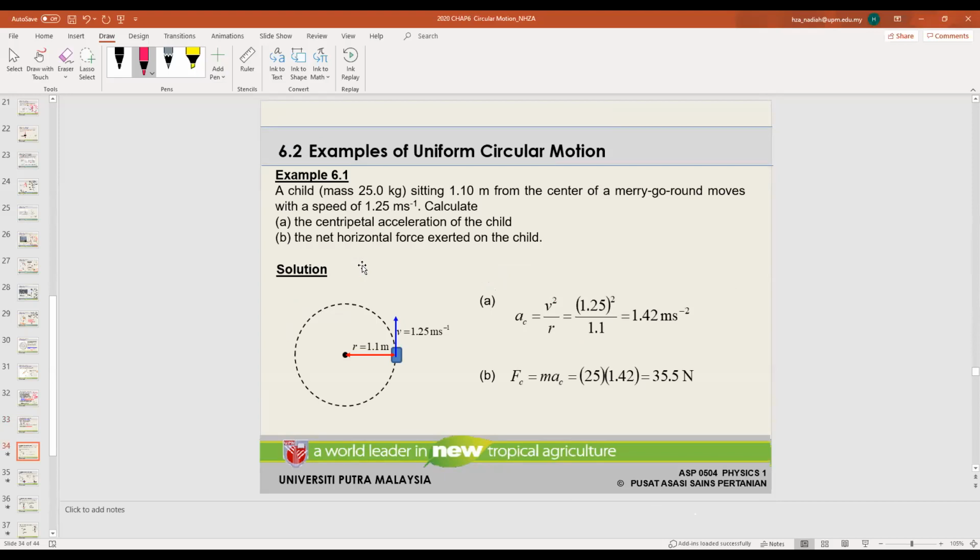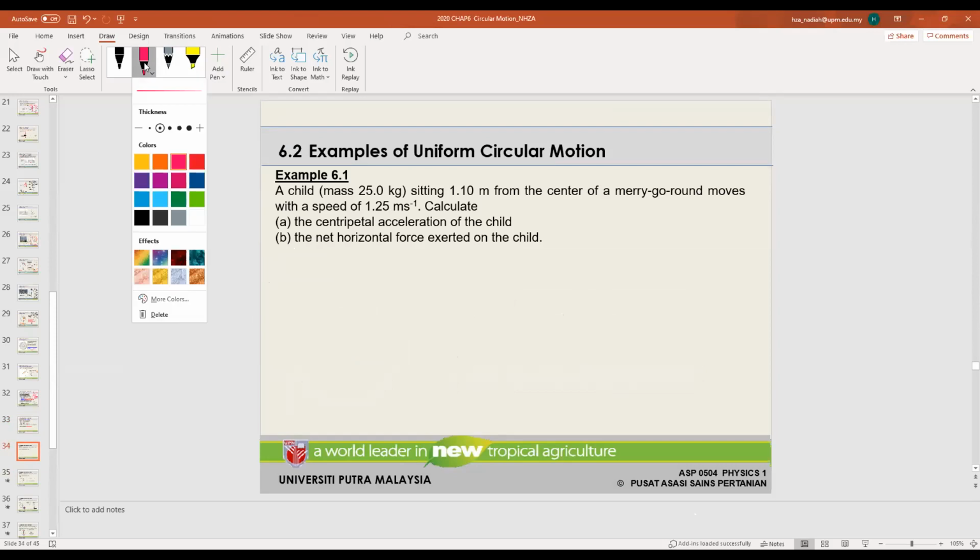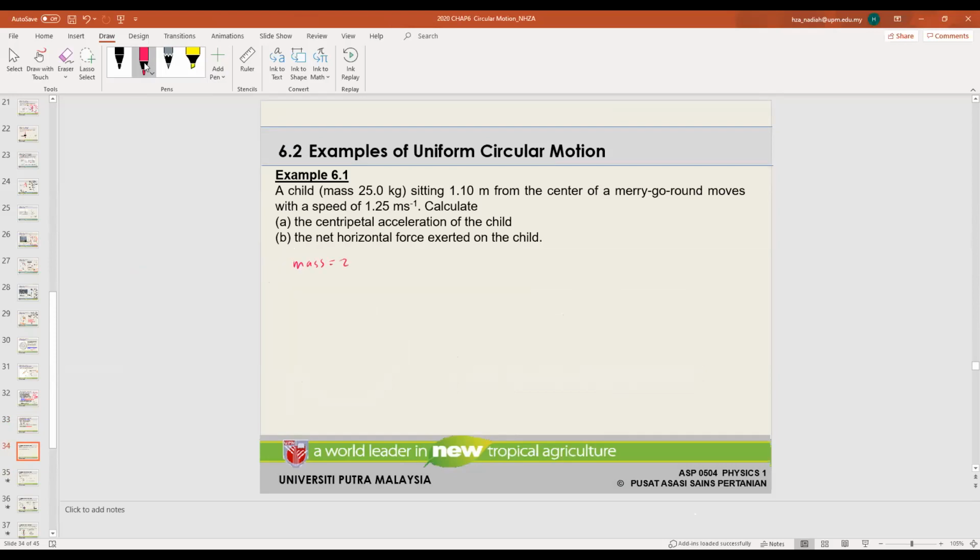All right, so let's take a look at this example. Let me duplicate this slide first. So here we have a child of mass 25 kilograms. So my mass is 25 kilograms, sitting 1.1 from the center. So I already know that my radius is 1.1 meters. Do I have to convert it? No, it's already in SI units. Moves with a speed of 1.25 meters per second. So that is my V linear. Why is it my V linear? Why is it not omega?